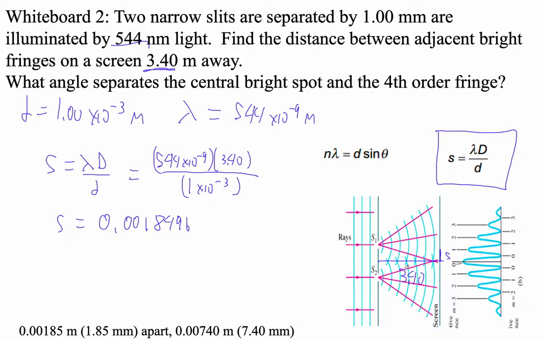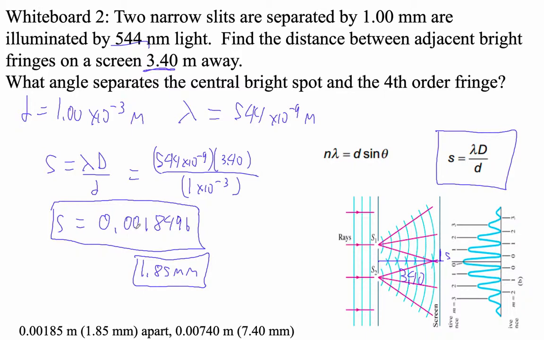Now, is that a small angle? Well, I think so, right? This is 3.4 meters away, and this is 1.8 millimeters. When we do our little double slit lab, this is pretty typical, a few millimeters apart. So I'm going to go with this. I'm going to say it's 1.85 millimeters. Remember, a millimeter is just 1,000th of a meter.